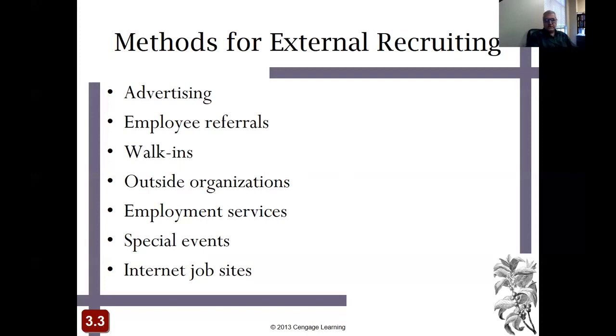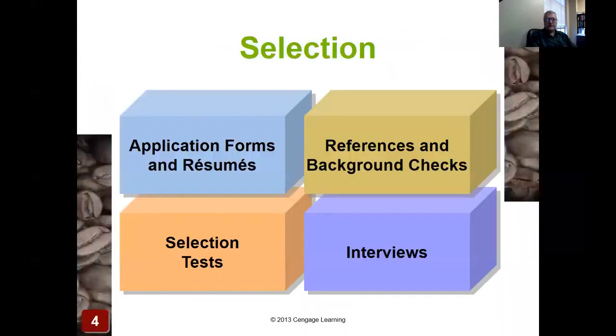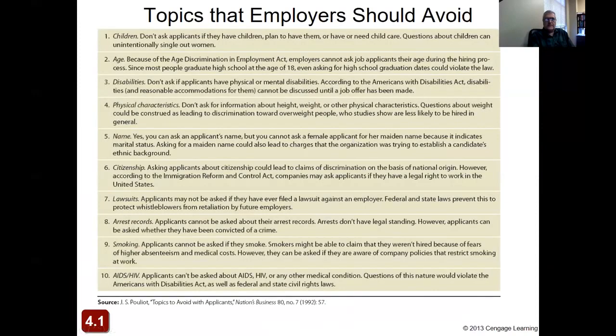So recruiting or selecting is very crucial for organization. Application forms and resumes, references and background checks, selection tests and interviews are some steps that can be taken during this process. So let's look at something that employers should avoid, some topics about selecting, interviewing, or recruiting people.